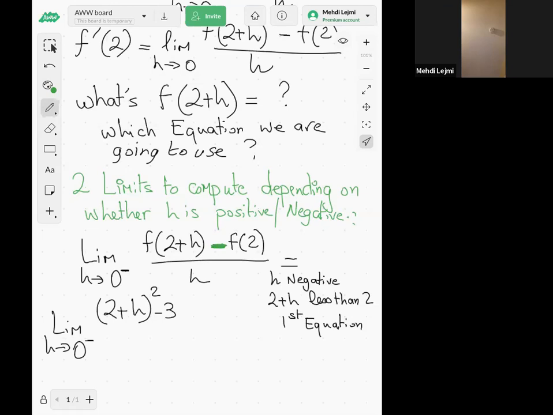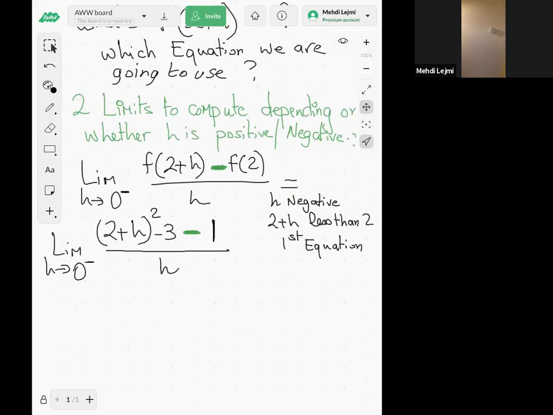So here's my minus. Now what's f of 2? Well, if x is equal to 2, that's the second equation, right? x can be equal to 2 in the second equation. So if you plug 2 in the second equation, you're going to have 2 times 2 minus 3, that would be 4 minus 3, that would be 1, right? So here, f of 2 is actually 1, over h.